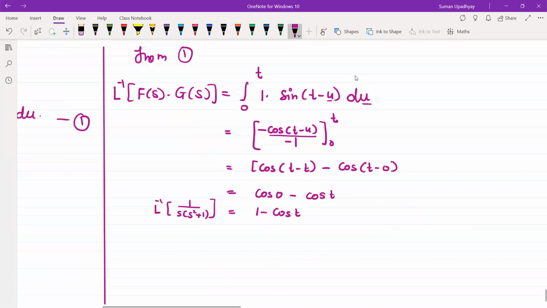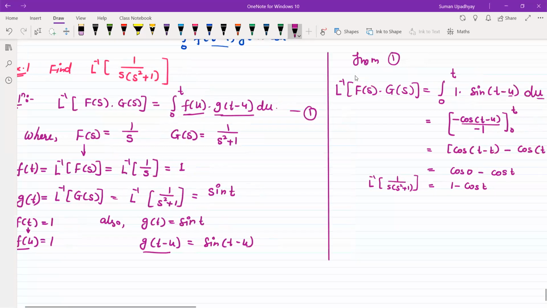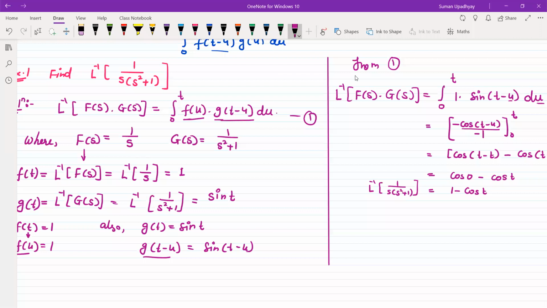So did you get it? How does the convolution theorem work? From the given question, you have to identify what will be my f of s and what will be my g of s. Then you calculate f of t and g of t. According to the convolution theorem, I need f of u, so you just replace t by u. Whichever you want to take as f of u and g of t minus u, it's totally on you. You can take f of t as f of u or g of t as g of u. It's totally on you.